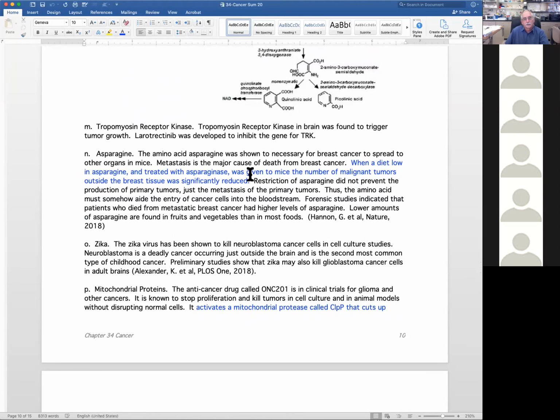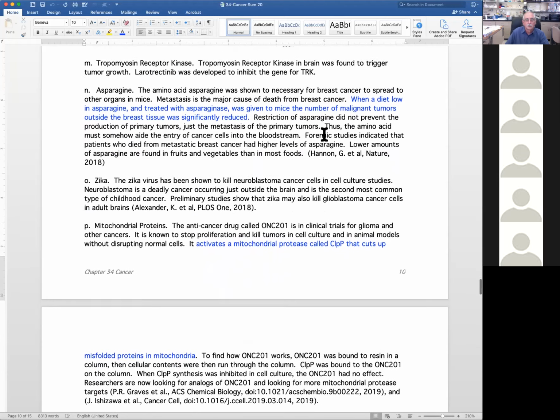And then similarly, they found tropomyosin receptor kinase. This is in the brain. It was found to trigger tumor growth in the brain. So they developed this drug right here to inhibit the gene for this enzyme. I don't know whether there's been any success with it or not.